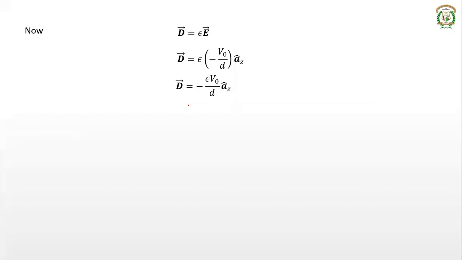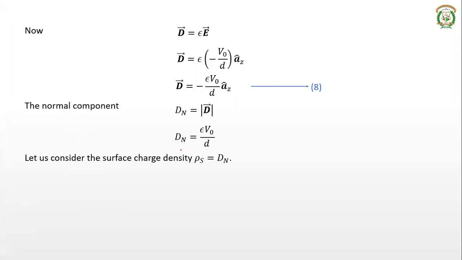So what is the normal component of this? The normal component you have to find. The normal component is nothing but the magnitude of this. What is the magnitude of this? It is just epsilon V naught divided by D. So this is the normal component, that is epsilon V naught divided by D.